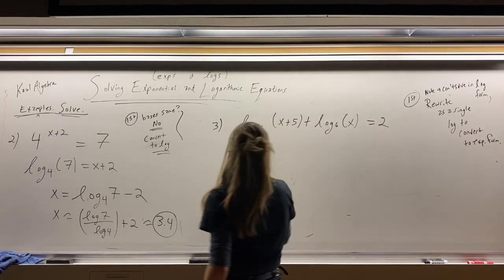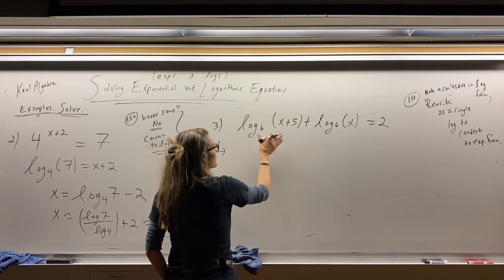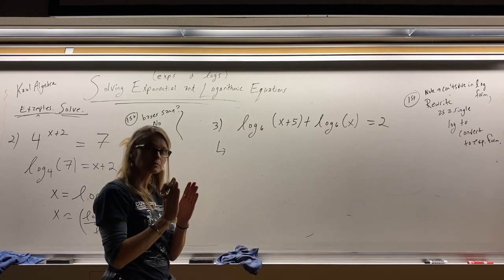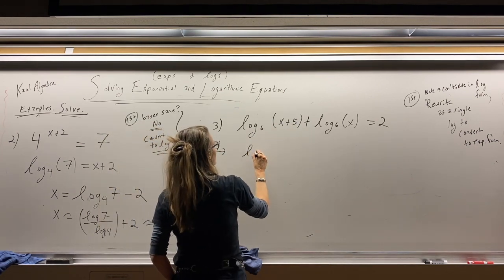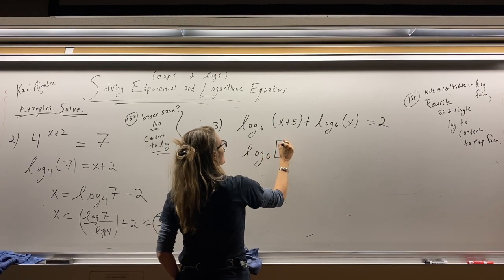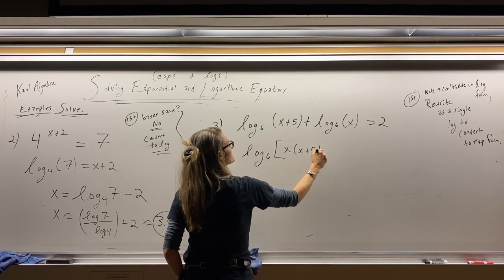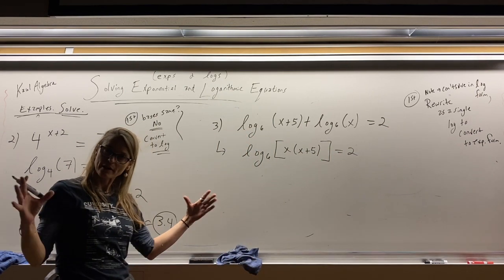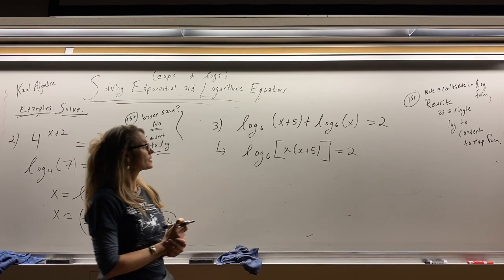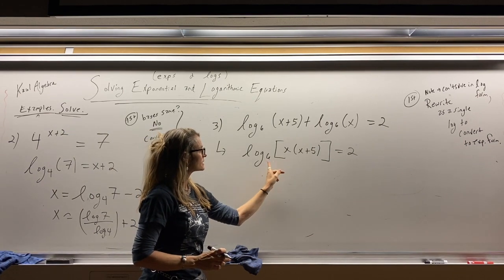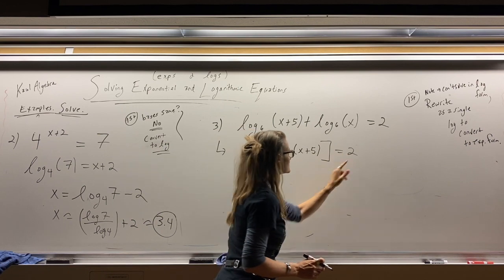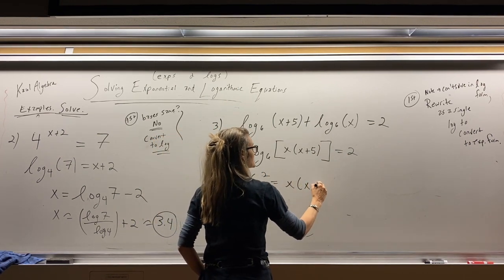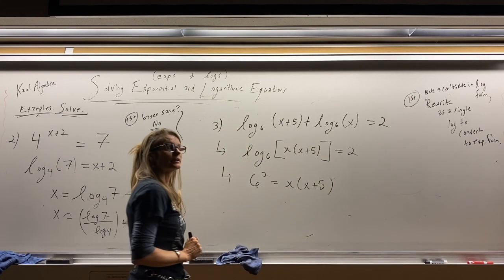So going back to our properties, recall that when we're adding these, these are both positive. So it's like multiplying the arguments on the inside. This becomes log base 6 of x times x plus 5 equal to 2. So now I've written it as a single logarithm, apply my properties, and you can see concisely that this is equivalent to 6 to the second power equals x times x plus 5. And we can solve this.